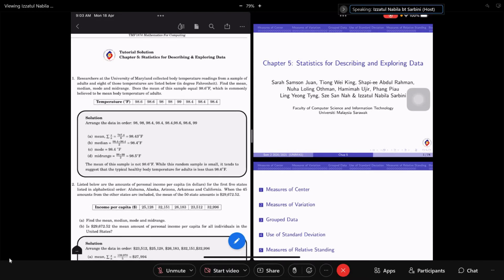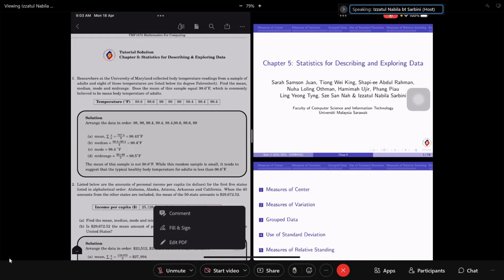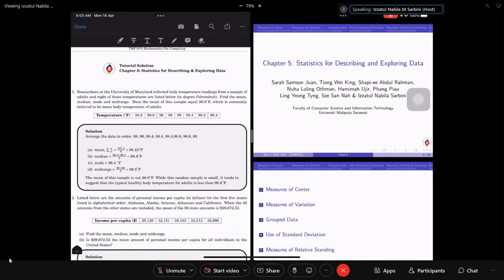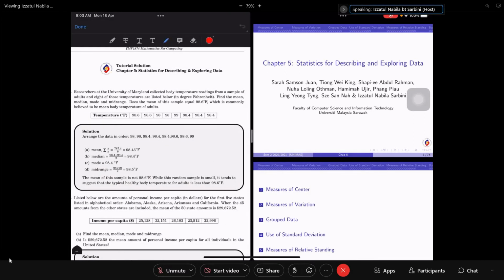So first question. Researchers at the University of Maryland collected body temperature readings from a sample of adults, eight adults. The temperatures are listed below. Find the mean, median, mode, and mid-range. Does the mean of this sample equal 98.6, which is commonly believed to be the mean body temperature of adults? So you are given a list of temperatures like this.